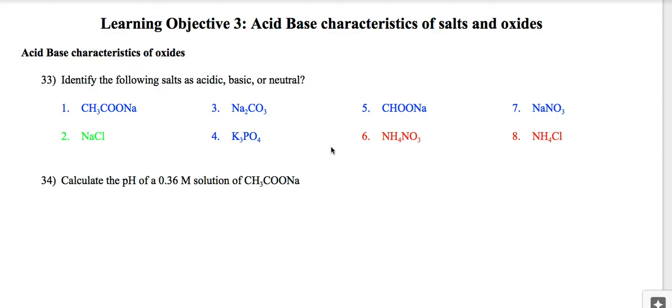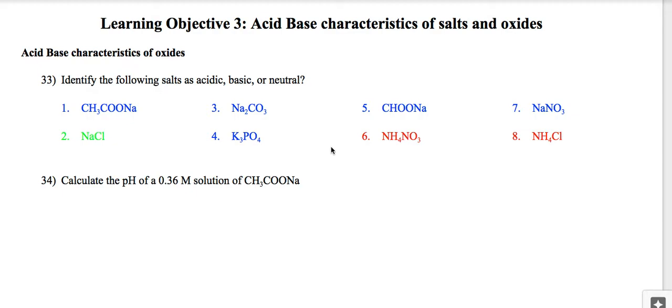Before we start here, the acid-base properties of the oxides are not as important as the salts. Now, they both are important, but to be successful in the second part of Unit 10, learning objective, chapter 16, you have to understand how a salt can be acidic or basic or neutral, whereas the oxides don't come up again in AP chemistry. So I'm going to spend some time here and discuss why.